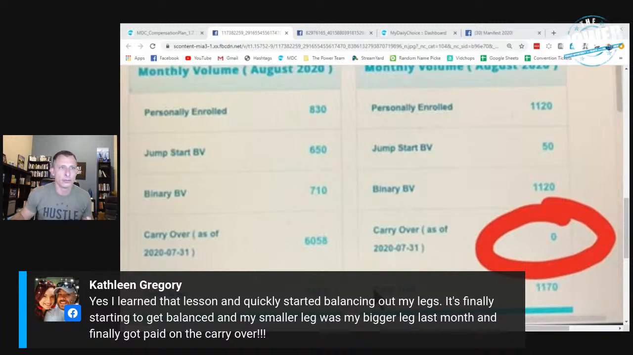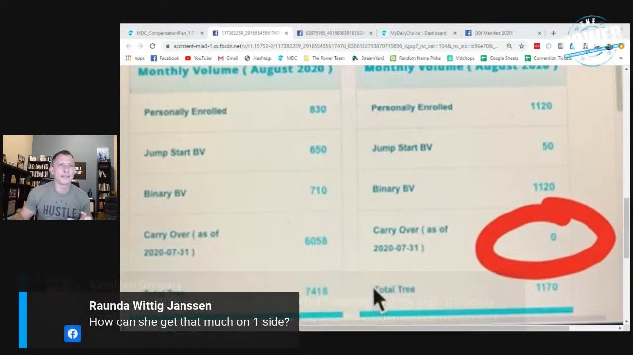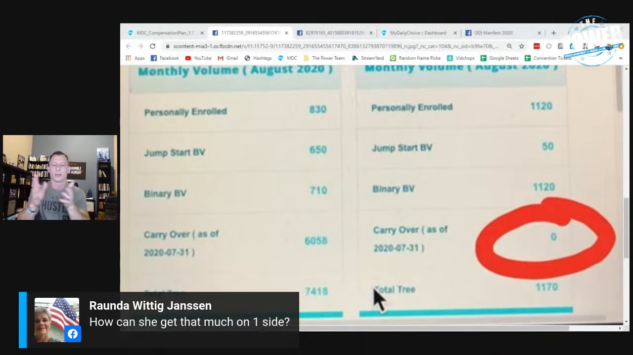This is the goal. How can she have that much on one side? The way that somebody could have, like Evelyn, 300,000 on one side, some people could say it's lucky. A lot of it just has to do with positioning. It has to do with where she is in the organization, and it has to do with her upline, right? If she's a part of a line and there's a lot of people getting placed in her organization, it's all going to go down one side.